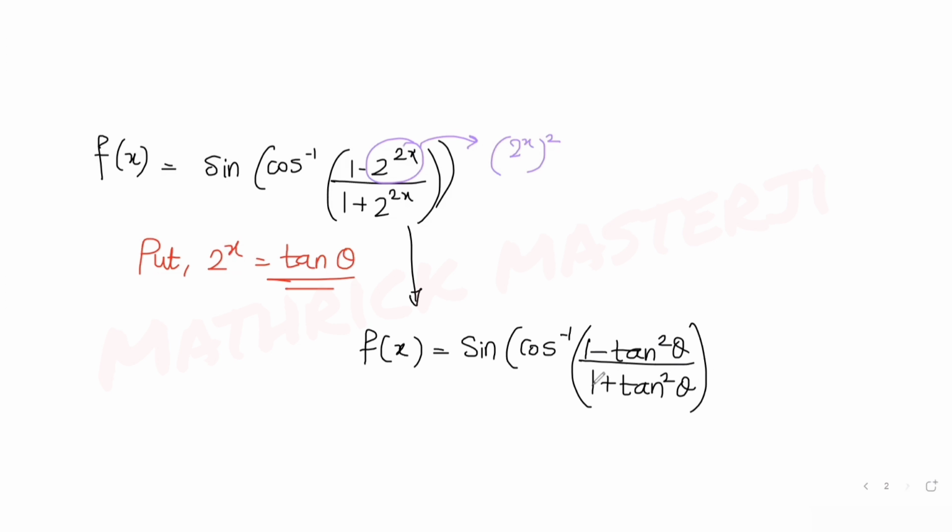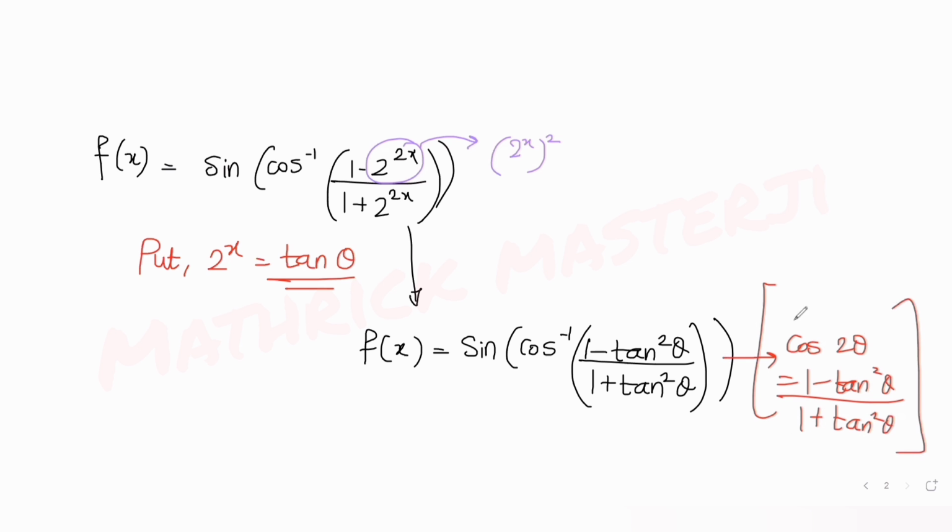Now, 1 minus tan square theta upon 1 plus tan square theta is nothing but the expansion of cos 2 theta in terms of tan. So I can substitute that as cos of 2 theta. That makes it sine of cos inverse of cos 2 theta. And cos inverse of cos theta, we already know, cos and cos inverse go out and you're left with sine 2 theta. So your f of x simplifies to sine of 2 theta.